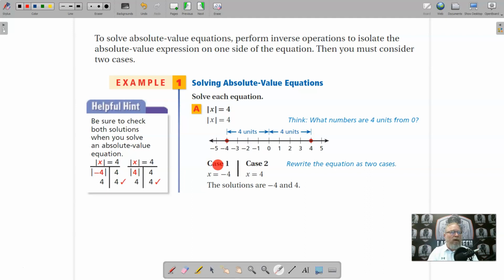So in case 1, we take care of this. The x is already isolated on the left, correct? So we have the x, again, I need to correct myself on that.